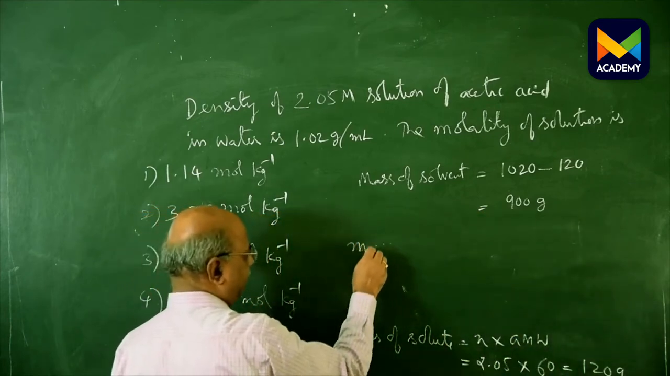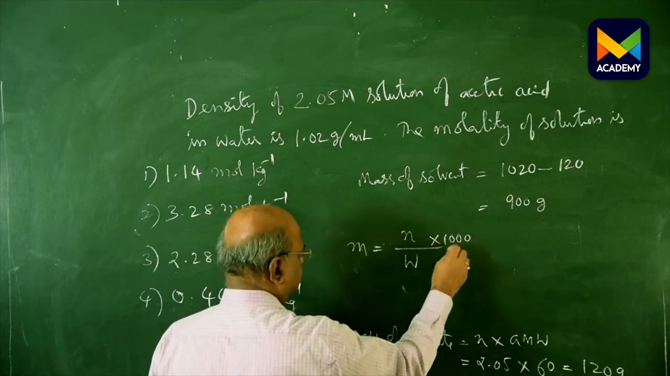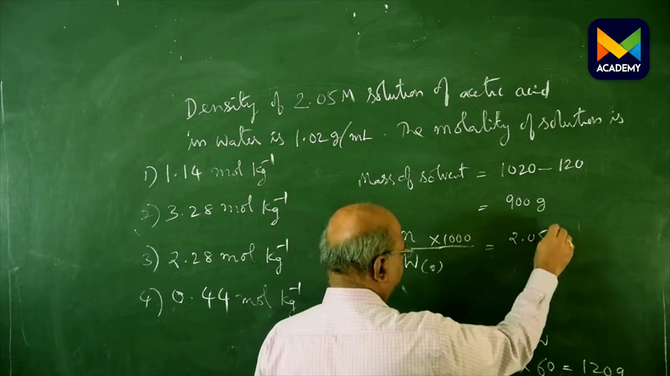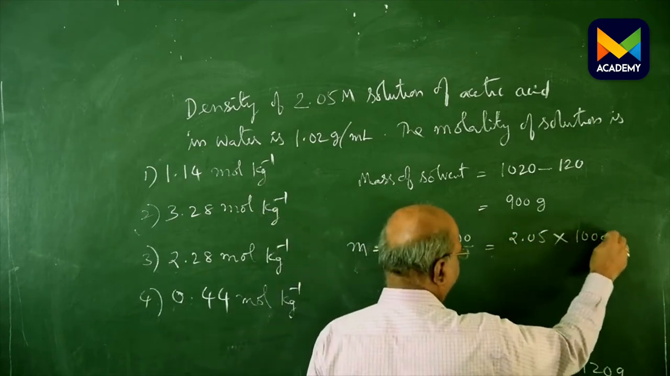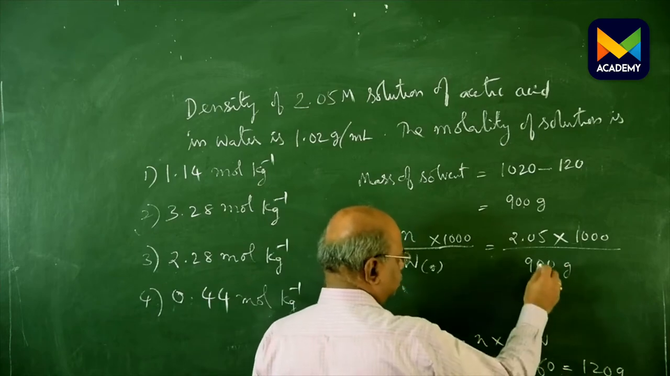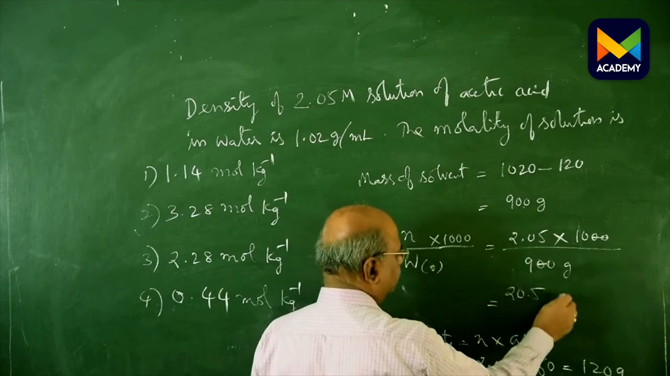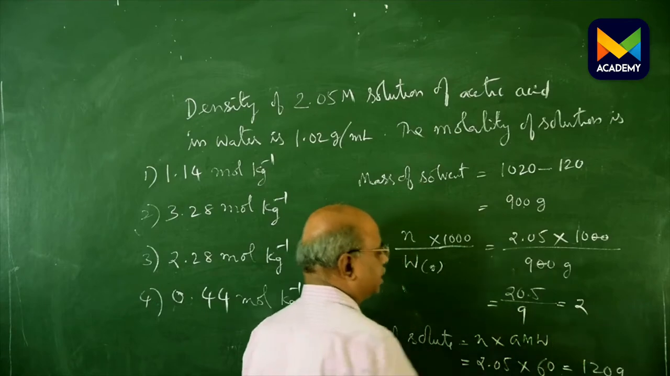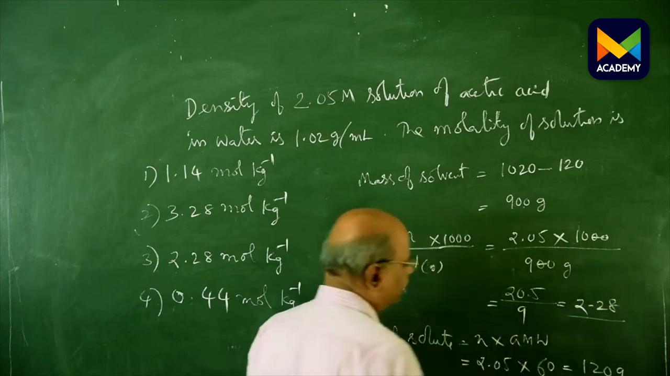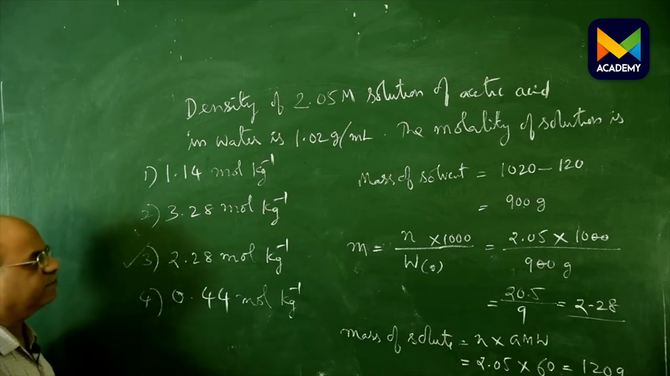Molality, indicated by small m, is the number of moles divided by the weight of solvent in grams, into 1000. Number of moles we have seen just now, 2.05 moles, into 1000 divided by 900 grams, the mass of solvent. If you simplify this, 2.05 into 10 becomes 20.5 by 9. 9 times 2 is 18, and so on, giving 2.28 molality. So this is 2.28 mole per kilogram, the answer for this conversion.